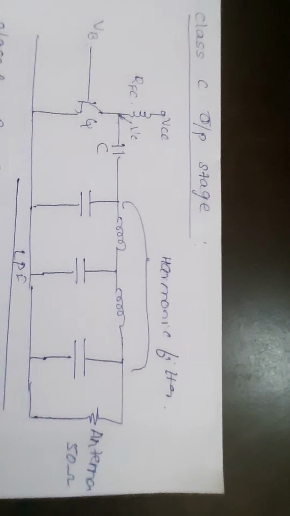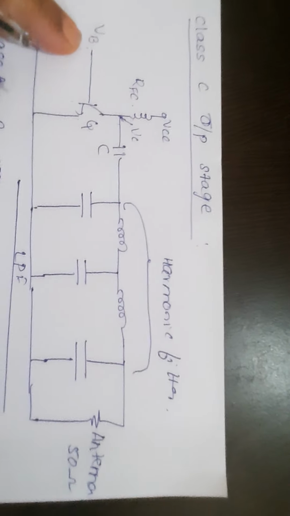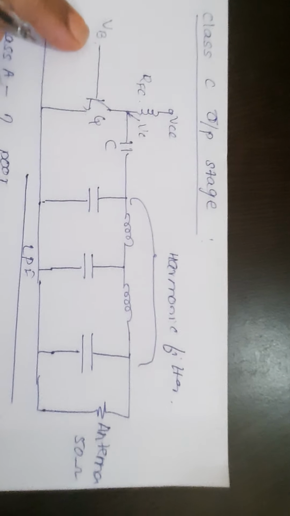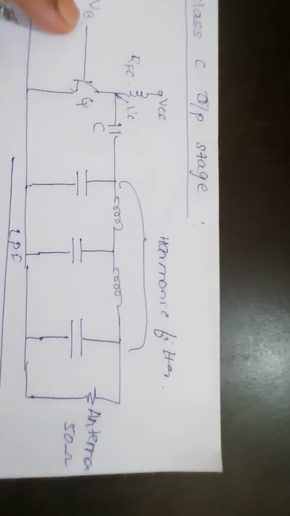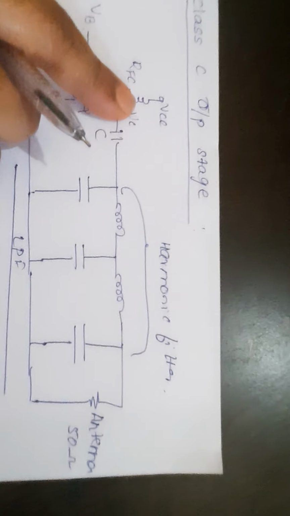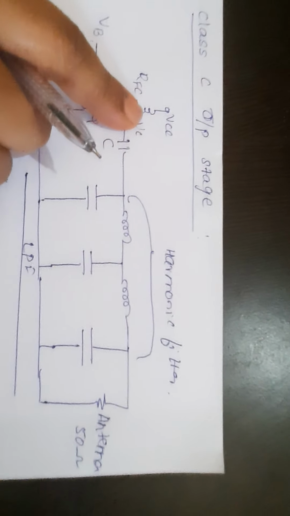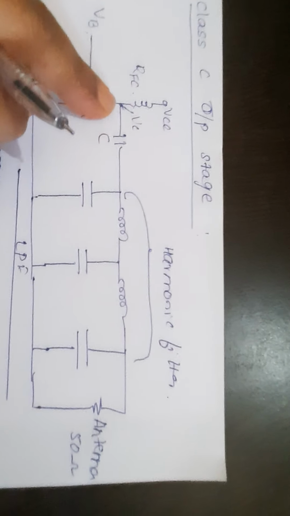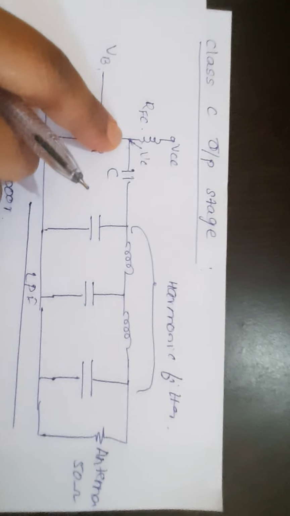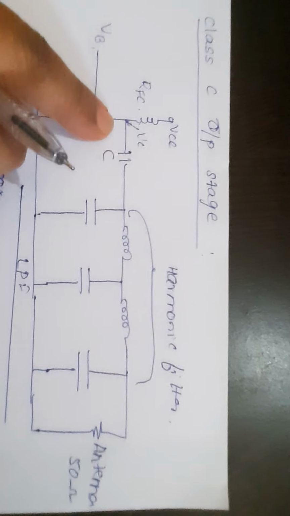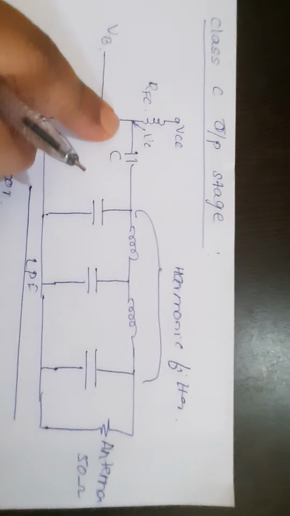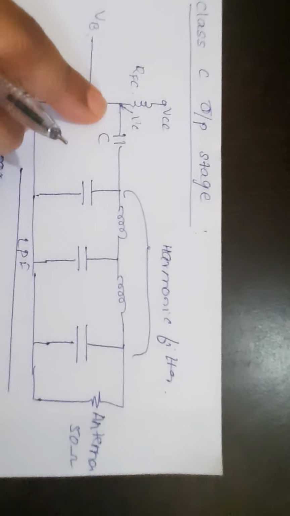Now, when the input voltage is more than the cut-in voltage, the transistor is on. When it is less than the cut-in voltage, it is off. When the transistor is off, the induced EMF in the inductor provides the collector voltage.